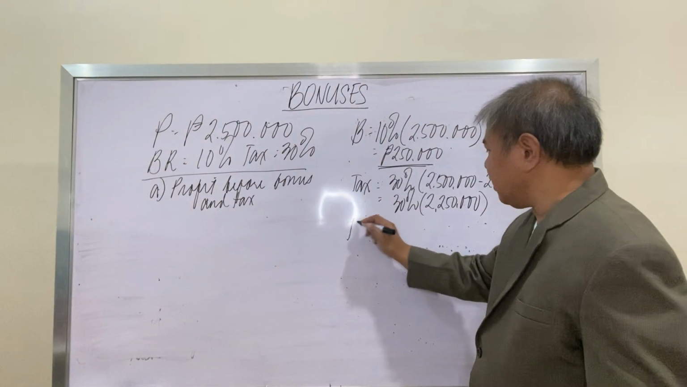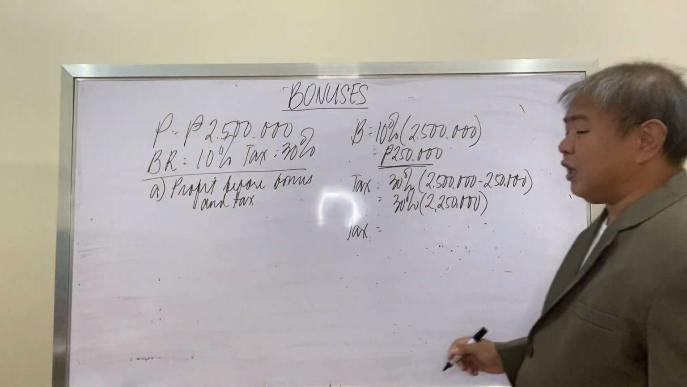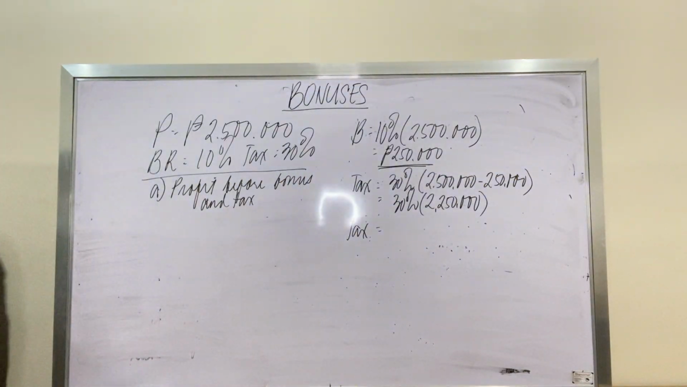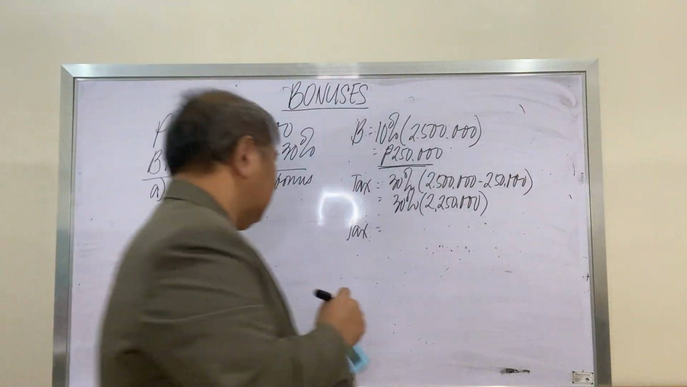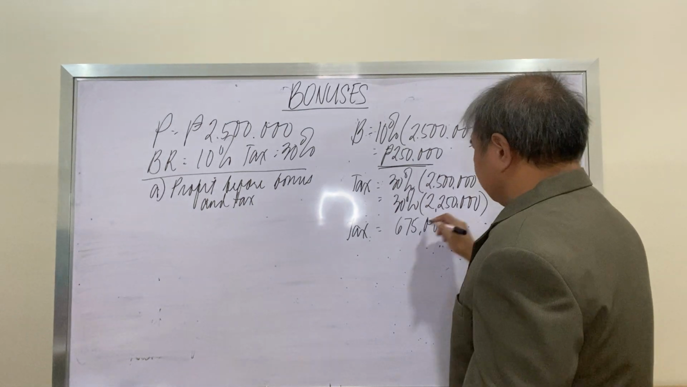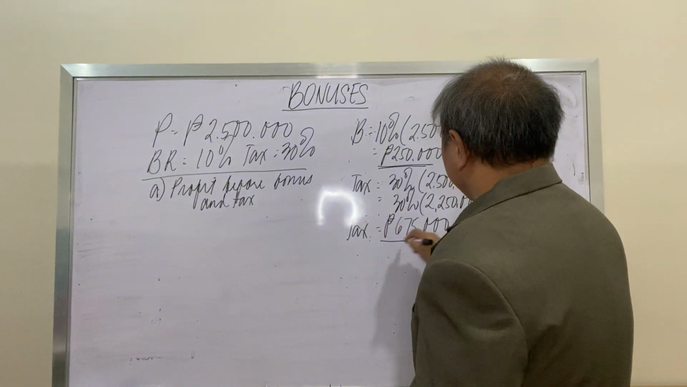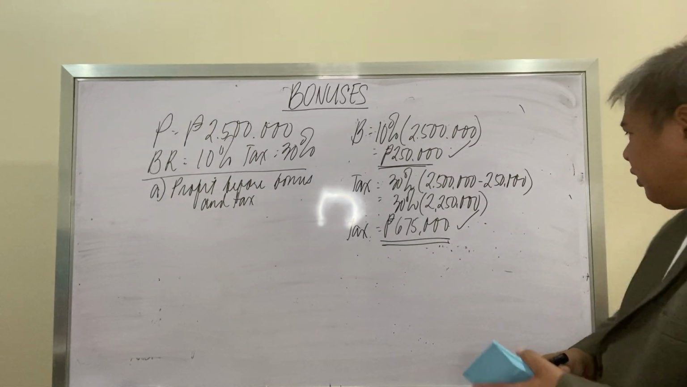So the tax is how much? 30% of 2,250,000. Let me just get my calculator. So that's 2,250,000 times 0.3. This is 675,000 for the tax. So for the bonus, this is 250,000, and for the tax, that's 675,000.